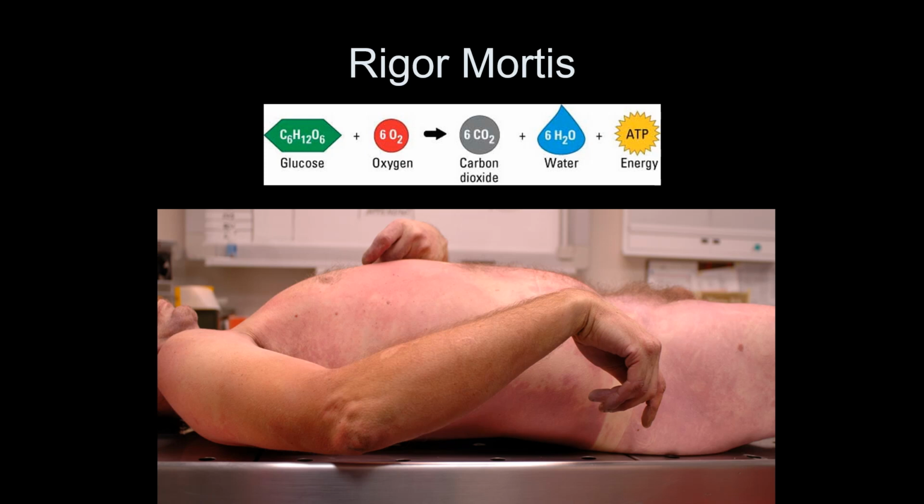If your cells are dead, they are no longer making ATP, and so eventually the myosin is going to grab and ratchet and then get stuck and be unable to let go. So a dead person ends up frozen in the position they were in when they died, all as a result of their calcium getting released and them running out of ATP, so the myosin grabbed and pulled and then couldn't let go.